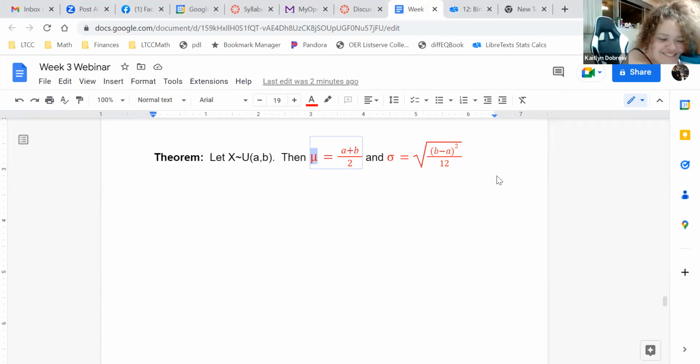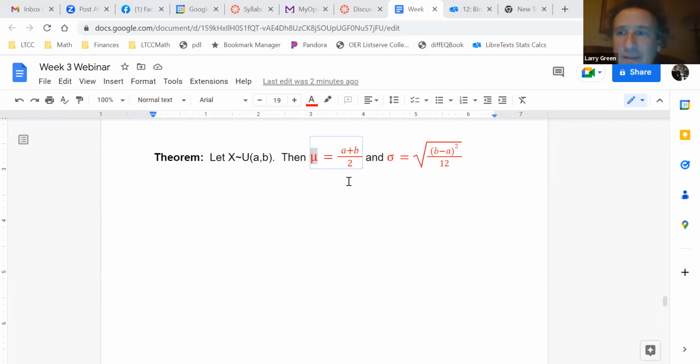Mean. Yep, this thing, mean again. It's the mean, and it's pronounced mu. So the mean is (a + b) over 2, which makes sense because it's just the average of the low and the high. If you take the average of two numbers, that means add them up and divide by 2. So the mean is going to be (a + b) over 2.